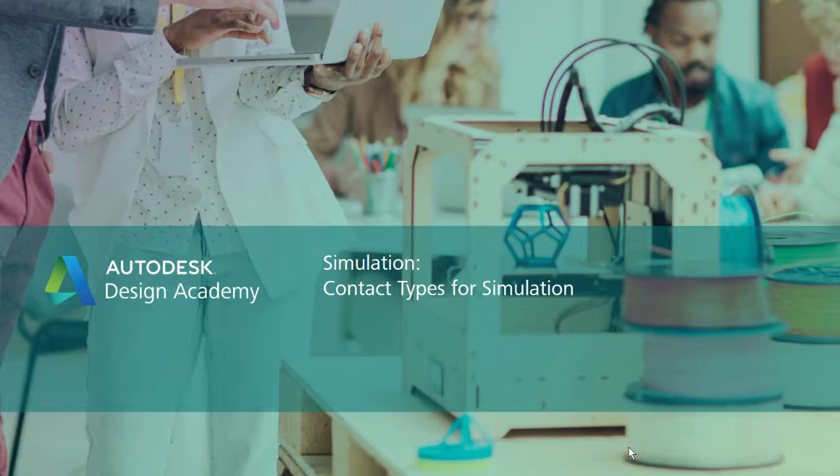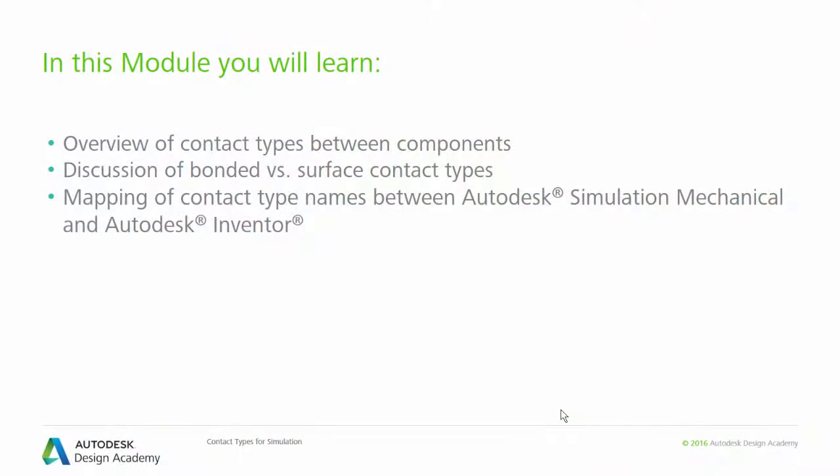In this fourth module, we will be talking about contact types used between parts of assemblies in simulation models. We will specifically present an overview of the different contact types that you can specify between components, a discussion of bonded versus surface contact, which are the two most commonly used types of contact in finite element analyses, and the mapping of contact type names between Autodesk Simulation Mechanical and Autodesk Inventor.